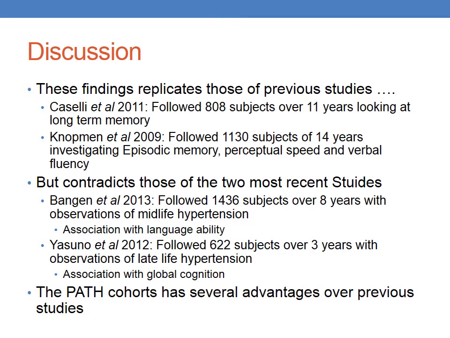The PATH cohort, however, has several advantages over these previous studies, notably that it's investigating a large number of cognitive tests, 2 measures of blood pressure, so hypertension and mean arterial pressure. There's a larger number of individuals in the cohort. And also, especially in comparison to Bangin and Yasuno, we have multiple time points in our data, which allows us to use the multi-level model to look at our change over time, which they couldn't do because they only had 2 time points. And the statistical methods that they use are not as robust for looking at a change over time.